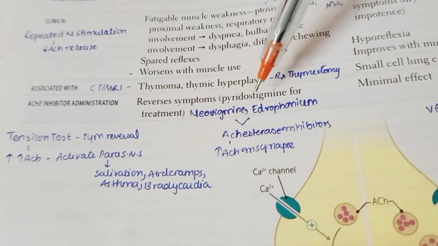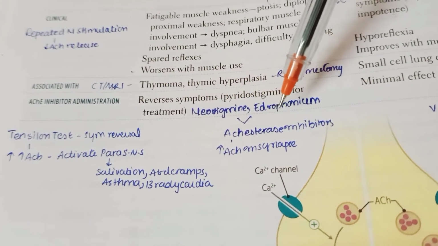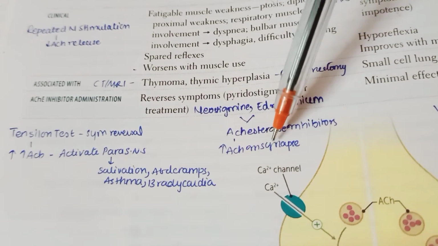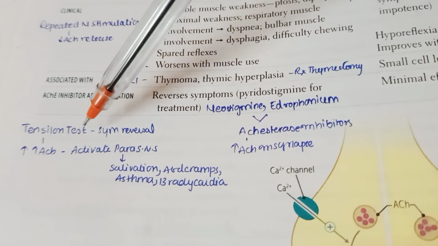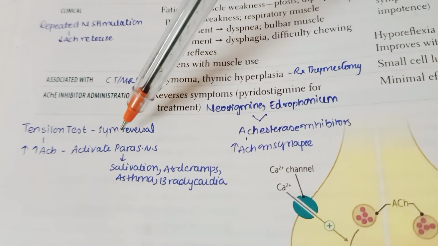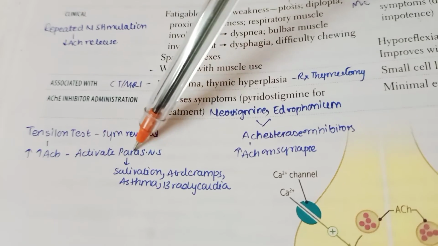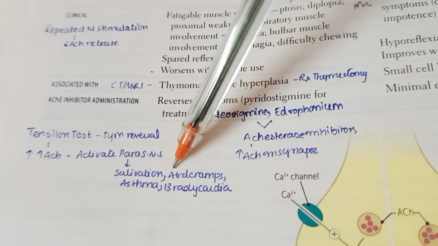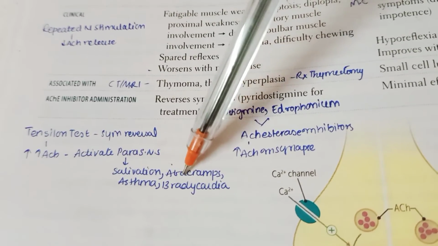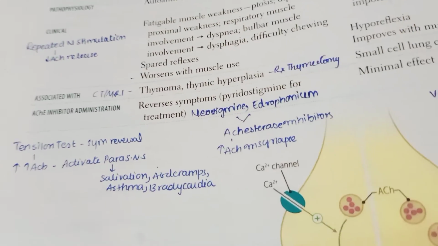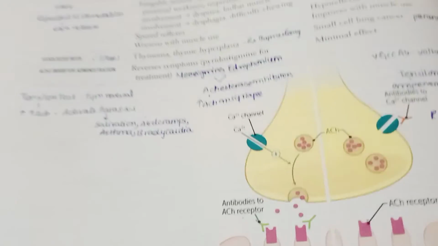Symptom reversal is seen with pyridostigmine, neostigmine and edrophonium, which are acetylcholinesterase inhibitors that increase acetylcholine in the synapse. A test we do is the Tensilon test, in which symptoms get reversed. Here the acetylcholine is increased and activates the parasympathetic nervous system, which will lead to salivation, abdominal cramps, asthma, and also bradycardia. Next, coming to Lambert-Eaton syndrome.